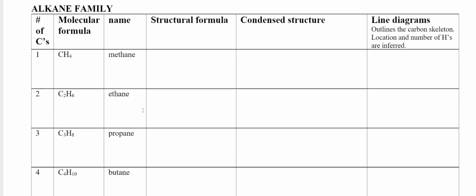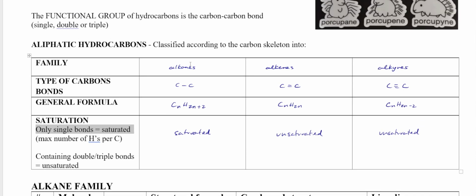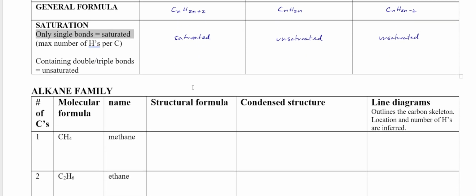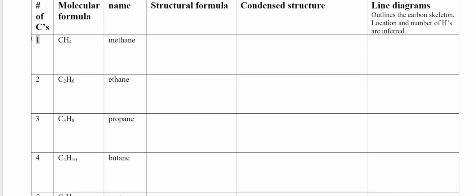Okay, the alkane family. So we're just going to start with the alkanes. So alkanes are single bonded hydrocarbons, and we'll start with one carbon, CH4. The name we give is methane. The structural formula right there is as follows. So this is its structure. Okay, its condensed structure is just CH4, and there is no line diagram for methane. For ethane, there's two carbons, so put two carbons in the middle. We bond them by a single bond, and then we complete the rest with hydrogens.